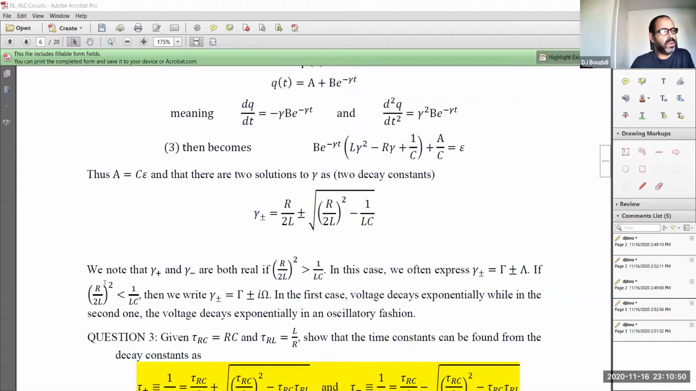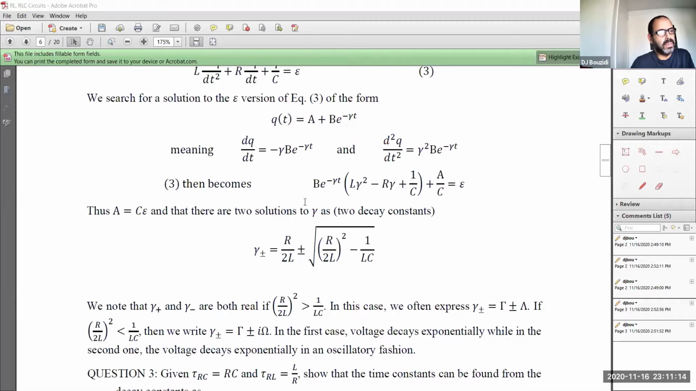Now, in the case when R over 2L squared is less than that, this number is negative, and the square root of a negative is an imaginary number. So the notation usually in the books is gamma plus or minus i omega, where both capital gamma and capital omega are real. So this is a complex number now. This term will always ensure the decay, because you will have an exponential of minus big gamma t. But this term will ensure the oscillation. So this will be a decaying oscillation, oscillations that decay.